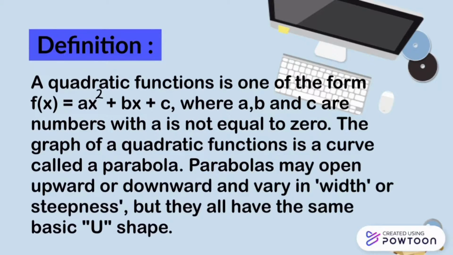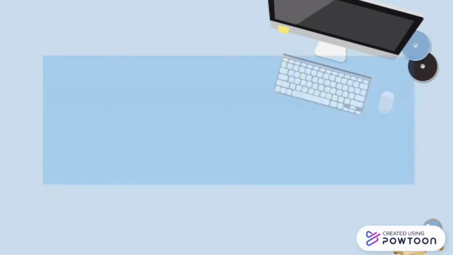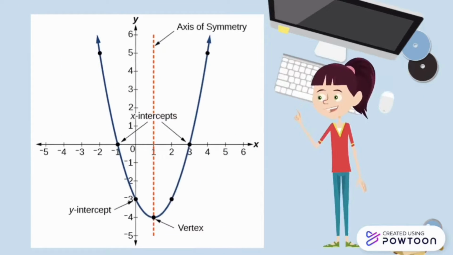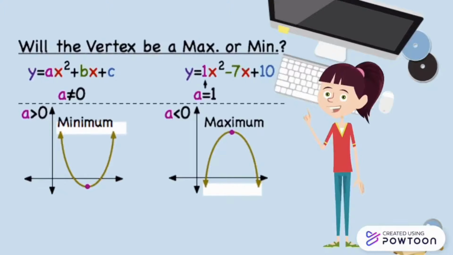Parabolas may open upward or downward and vary in width or steepness, but they all have the same basic U-shape. One important feature of the graph is that it has an extreme point called the vertex. If the parabola opens up, the vertex represents the lowest point on the graph, or the minimum value of the quadratic function. If the parabola opens down, the vertex represents the highest point on the graph, or the maximum value. In either case, the vertex is a turning point on the graph.